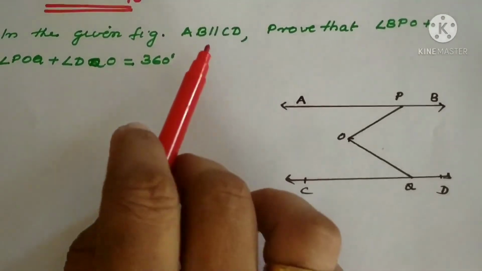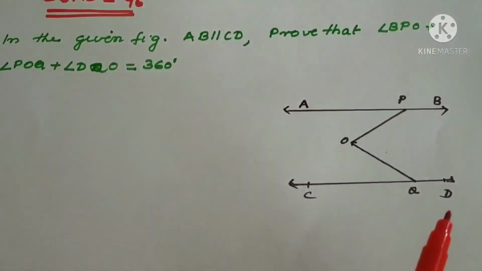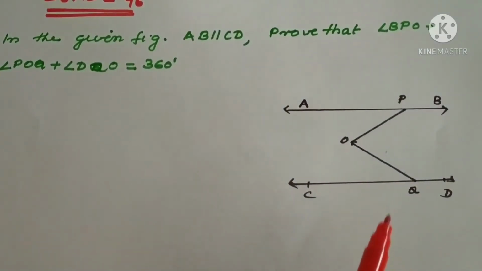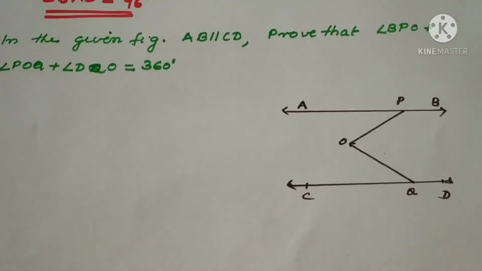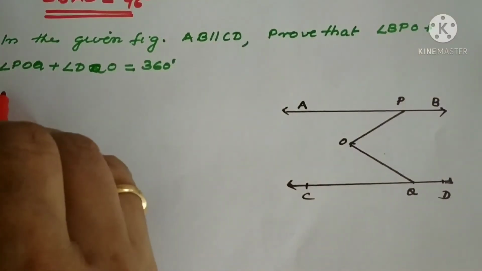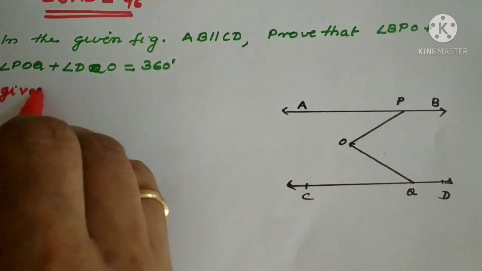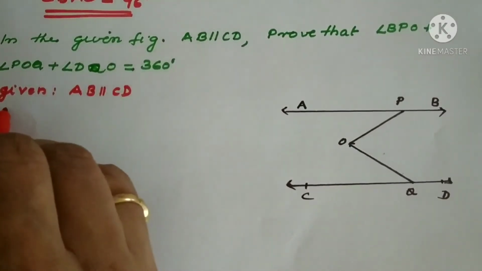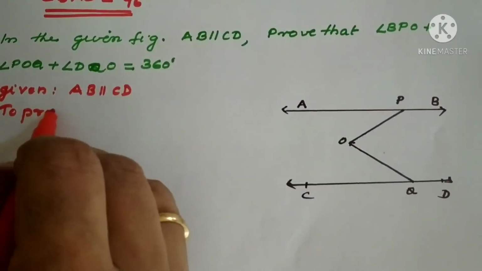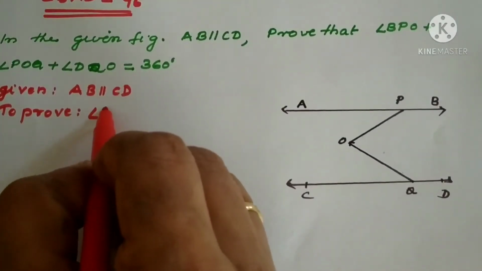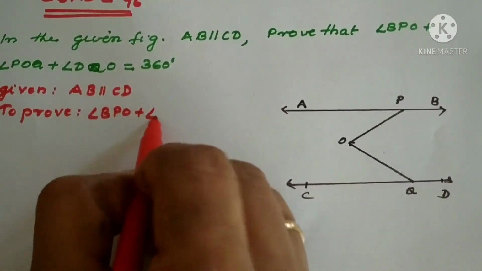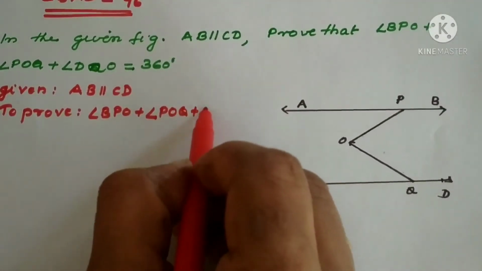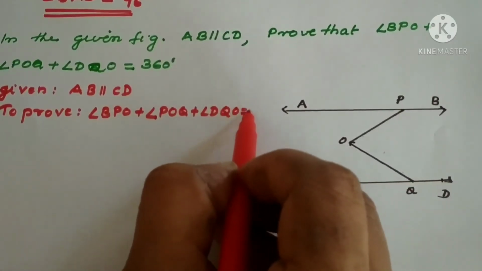In the given figure, AB parallel to CD, prove that angle BPO plus POQ plus DQO equal to 360 degree. What is given in the question? AB parallel to CD. To prove angle BPO plus angle POQ plus angle DQO equal to 360.